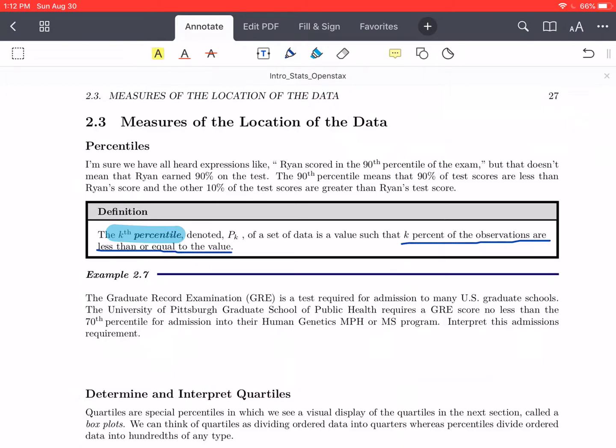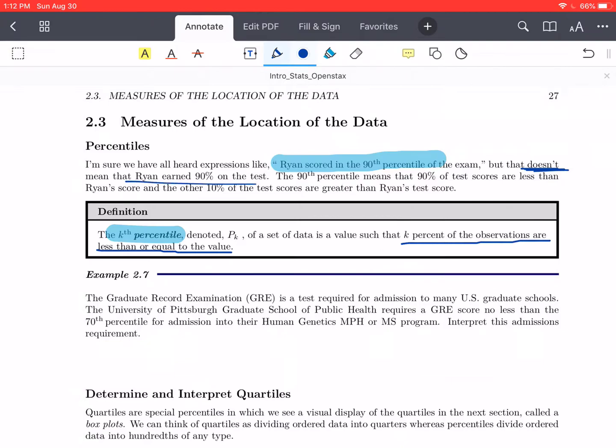So you commonly hear examples revolving around test scores, right? And there's an example up here. Someone scored in the 90th percentile of the exam. That does not mean that he got a 90% on the test. It means that he got a test score that is higher than 90% of the other scores. Okay, so I'll say that one more time. If he scored in the 90th percentile, it doesn't mean he got a 90%. It means he scored higher than 90% of everyone else.